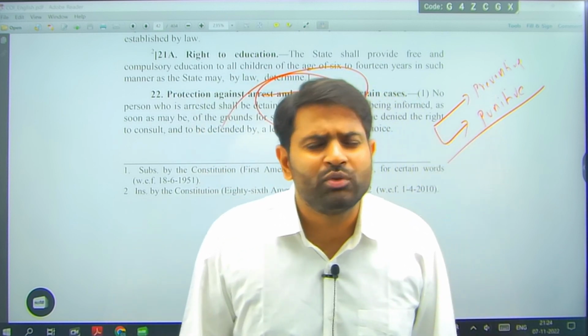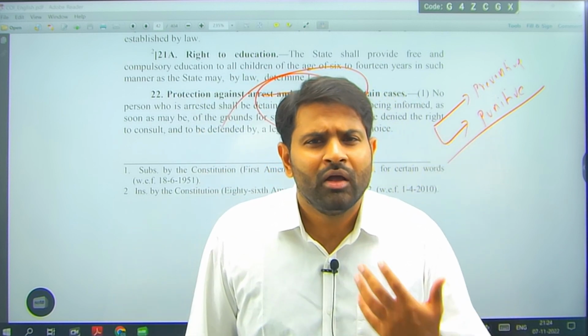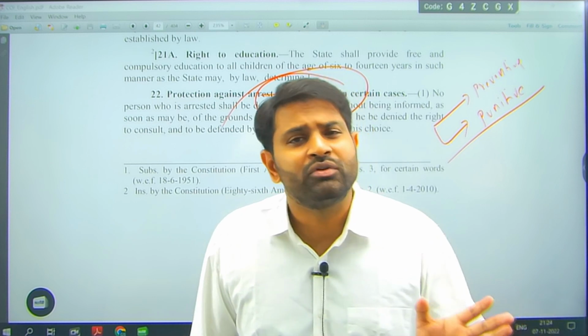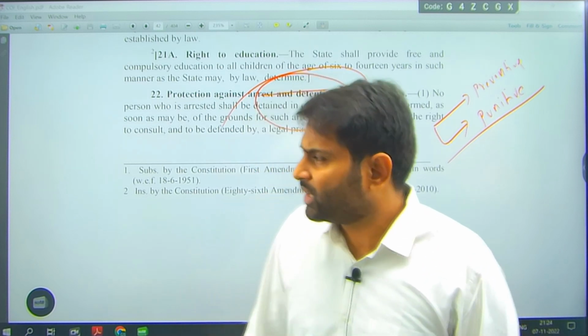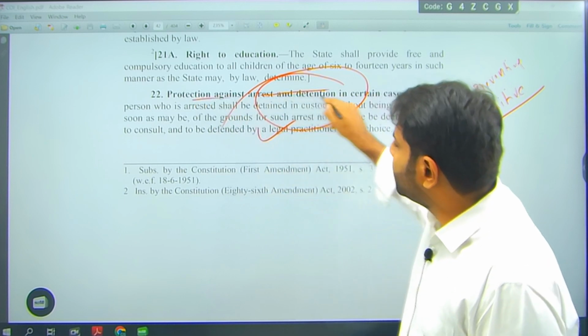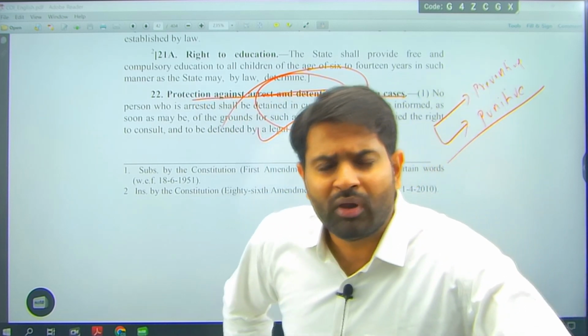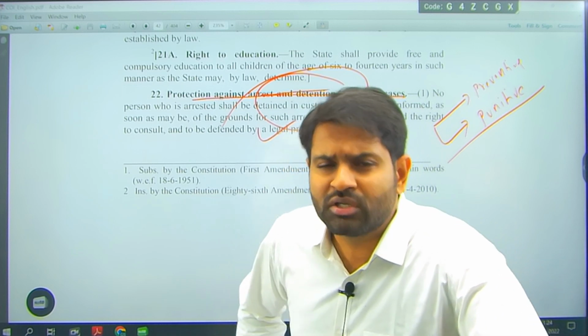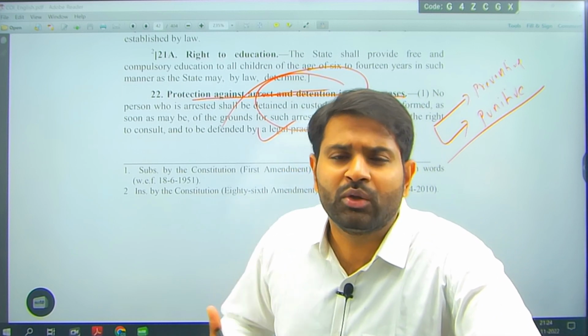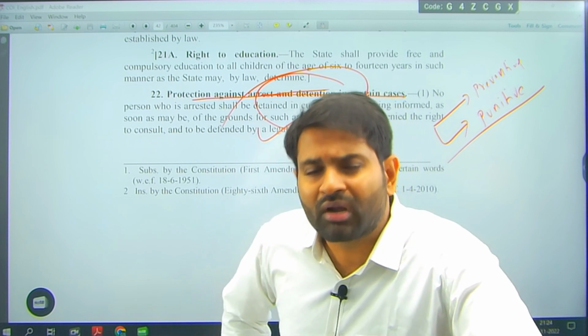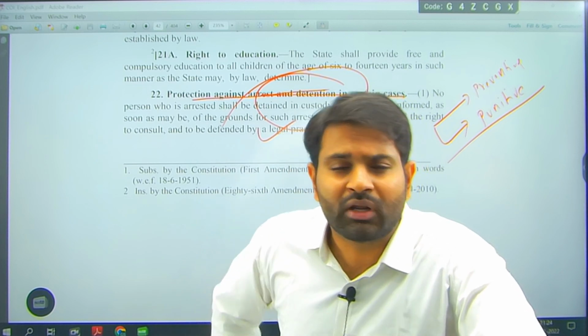Normally police will do custodial violence, people will not follow the law and try to enforce their own ideology in the system sometimes. So that is where you will have protection against arrest and detention. What are the different rights you have when police arrest? If police is showing you gun, showing you power, showing you uniform and showing power, you should know your rights against that arrest. What are the rights you have?